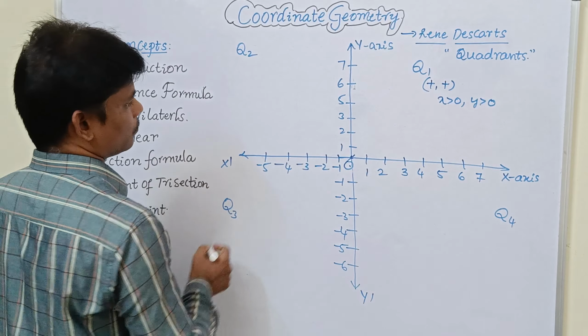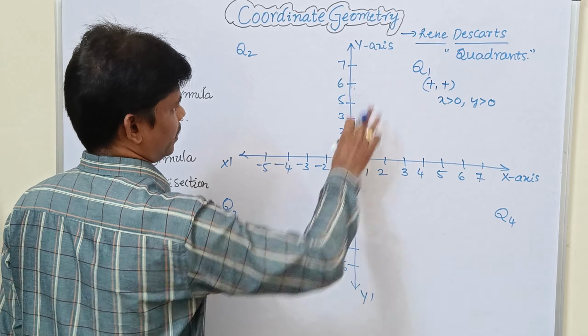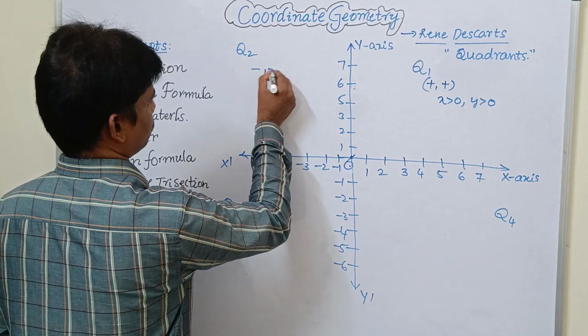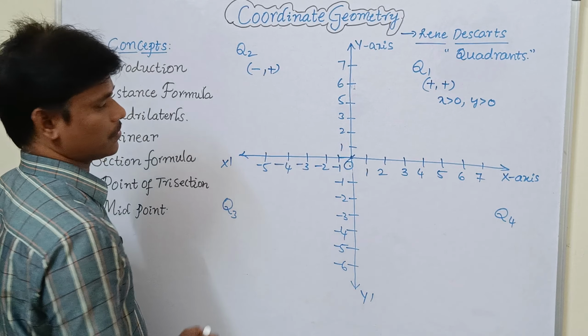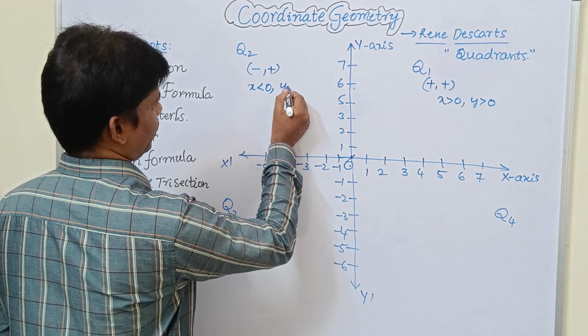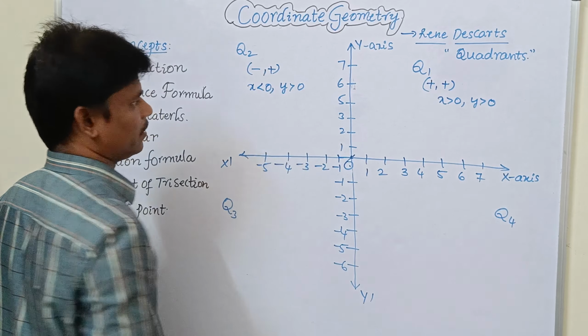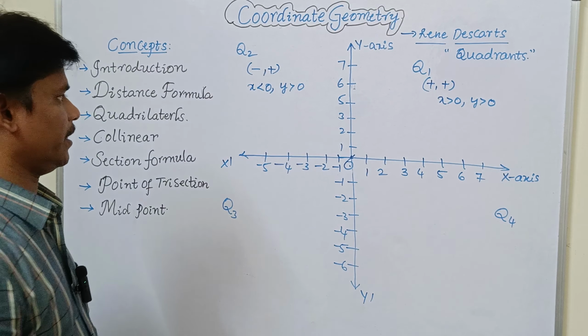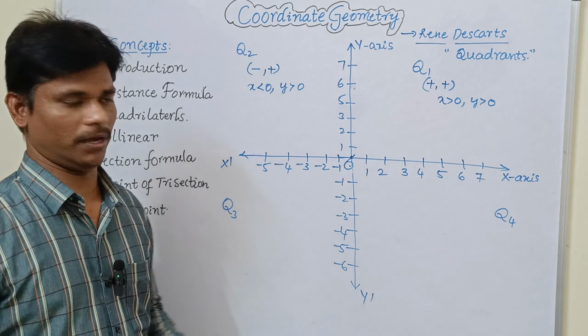In quadrant 2, x is negative and y is positive. So x is negative, that is less than 0, and y is positive, y greater than 0. Less than 0 means negative values, greater than 0 means positive values.